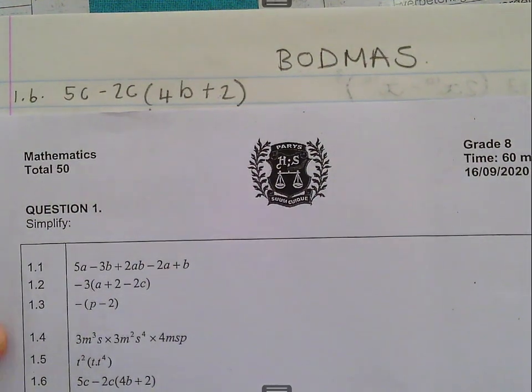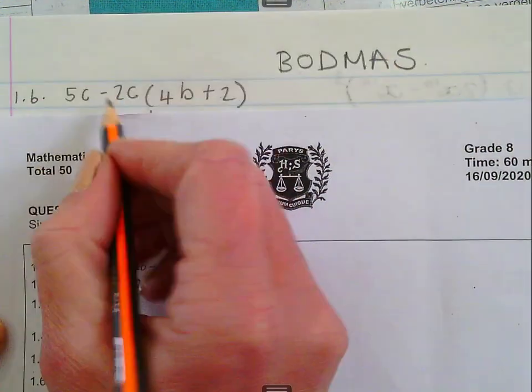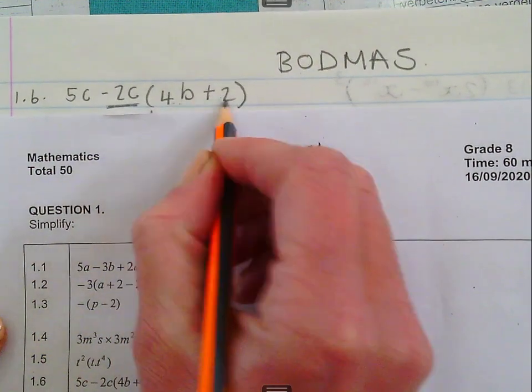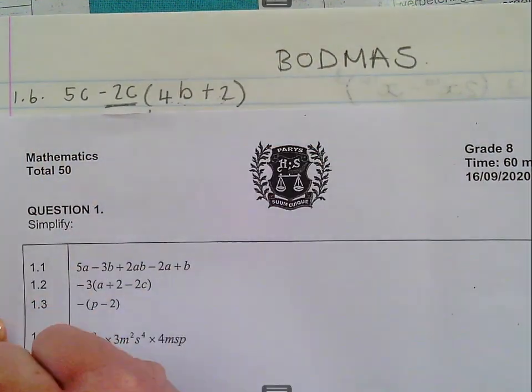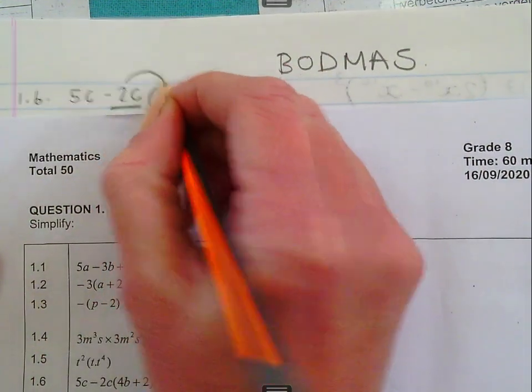Siyabonga, do you see there is a distributive law? What is being multiplied with the bracket? Negative 2c is being multiplied with the bracket. Now that's if I want to use the distributive law, and I can also check if I can add these two terms. Can I add 4b and 2? No, so that means I have to do the distributive law.